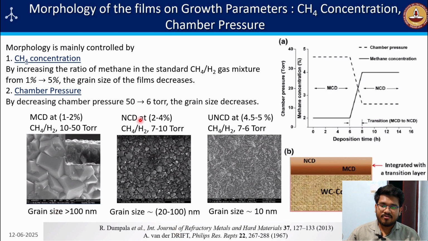You have nanocrystalline diamond where the grain sizes are a few hundred nanometers. But once you hit 4.5 to 5% methane concentration and a chamber pressure of 7 to 6 torr, then you will achieve ultra nanocrystalline diamond.